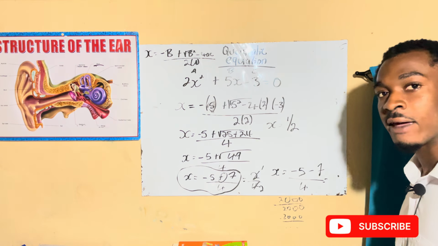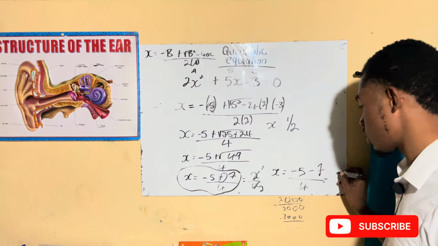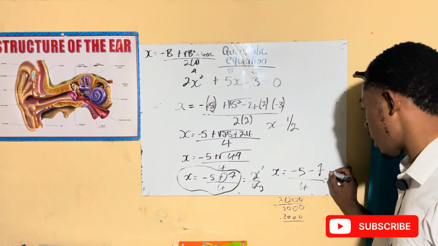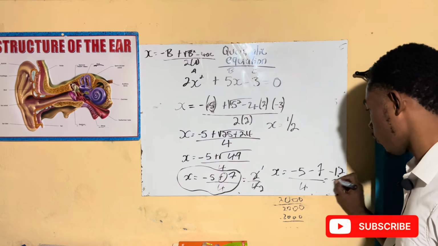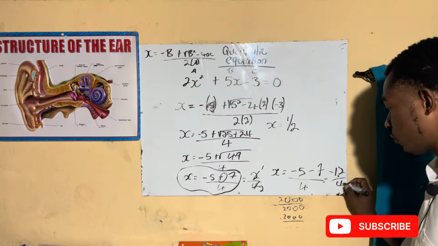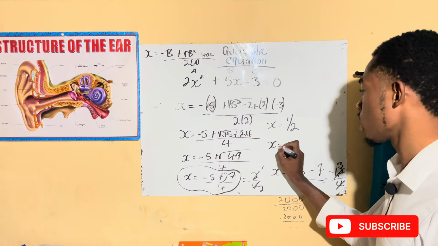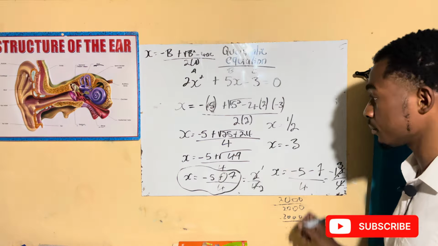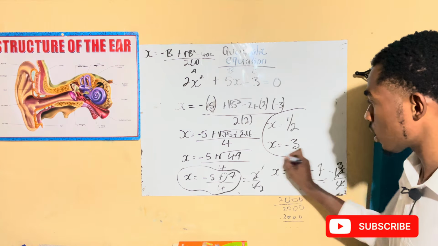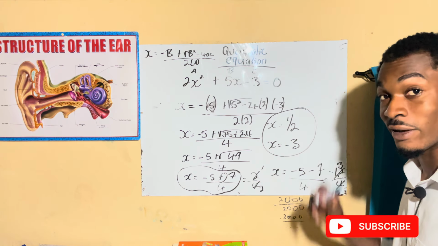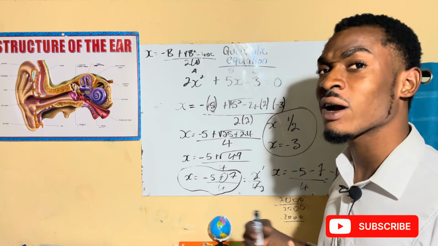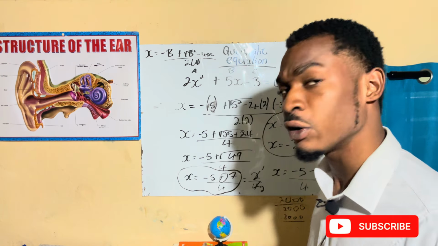And negative 5 and negative 7 is going to give us negative 12 over 4. And this can be simplified, with 4 into 12 goes 3 times. And x equals negative 3. And this concludes our answer for this question. Now I'm going to work on the next question to see where we're at.